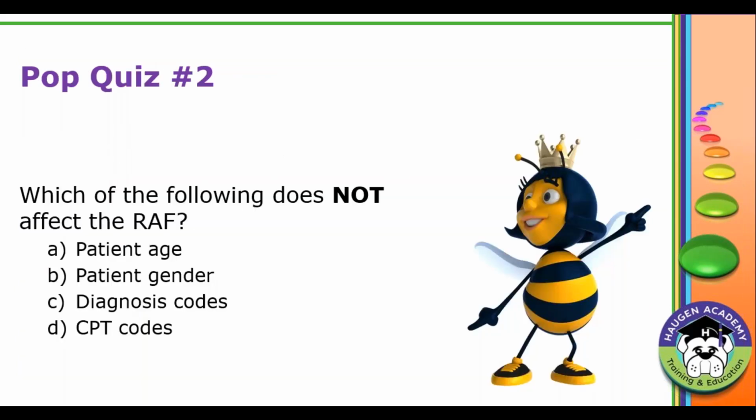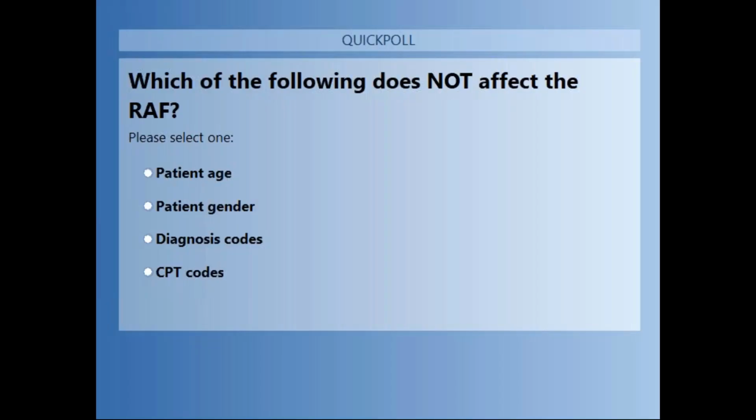Kathy, you want to lead us into our second pop quiz, please? Certainly. So the question is, which of the following does not affect the RAF? Is it patient age, patient gender, diagnosis codes, or CPT codes? So what do you think? Which one of these does not affect the RAF factor? Patient age, patient gender, diagnosis codes, or CPT codes?